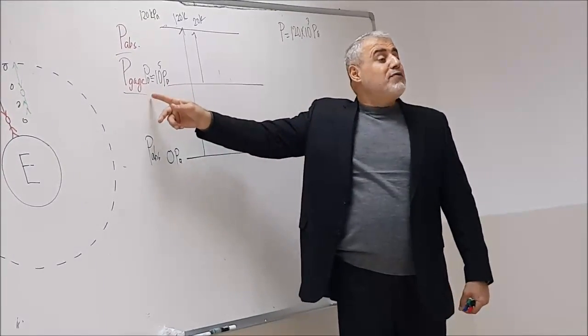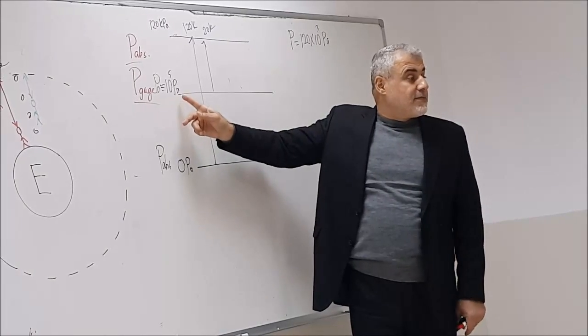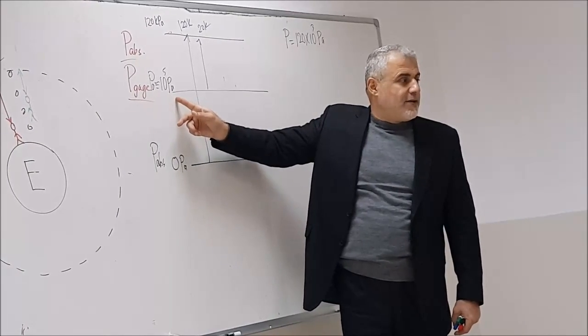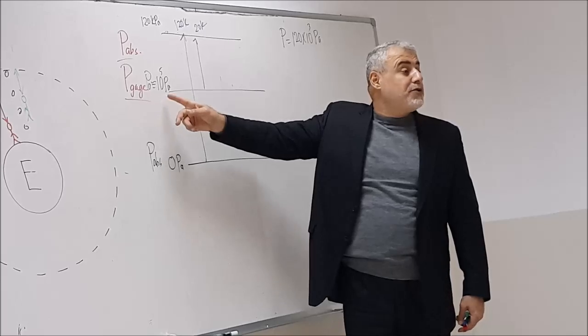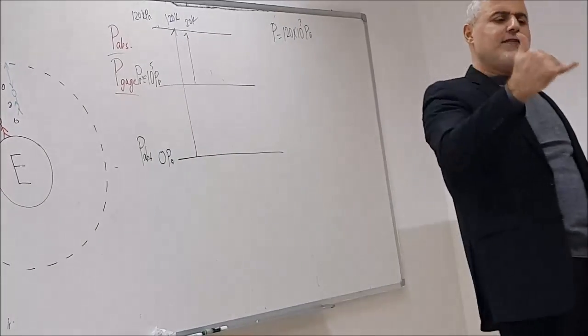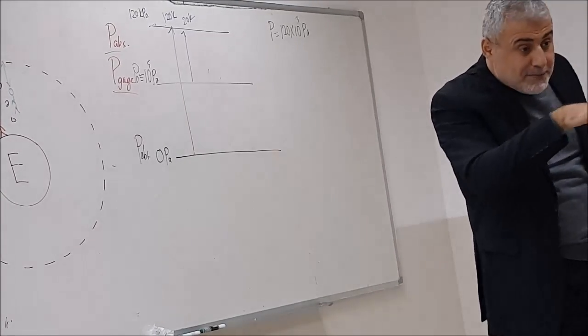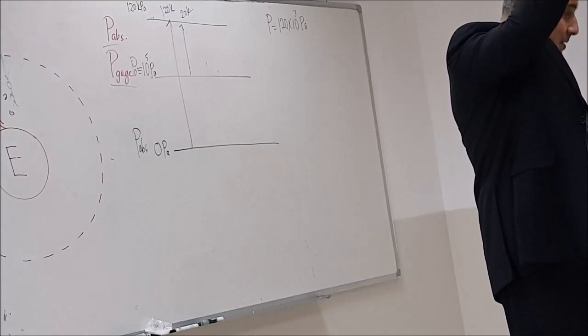So if we ask for gauge pressure, what we do simply is consider our reference point to be the atmospheric pressure. So you start from atmospheric as your zero. How much above it? Okay?